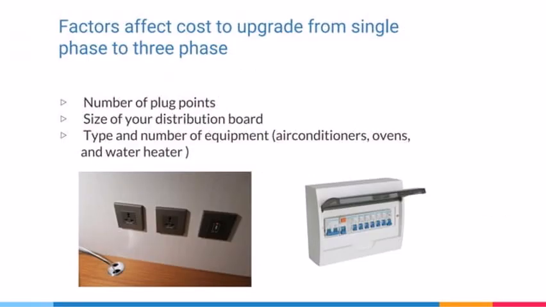Next is about the factors which we have to consider when switching from single-phase to three-phase. That is the number of plug points and the size of your distribution board, and the type and number of equipment, such as air conditioners, ovens and water heaters. These are the factors which we have to consider.